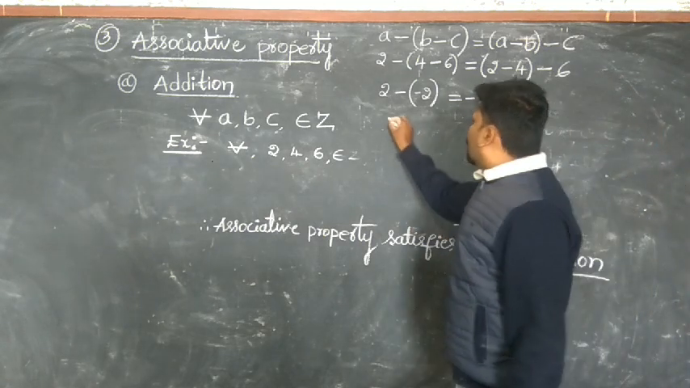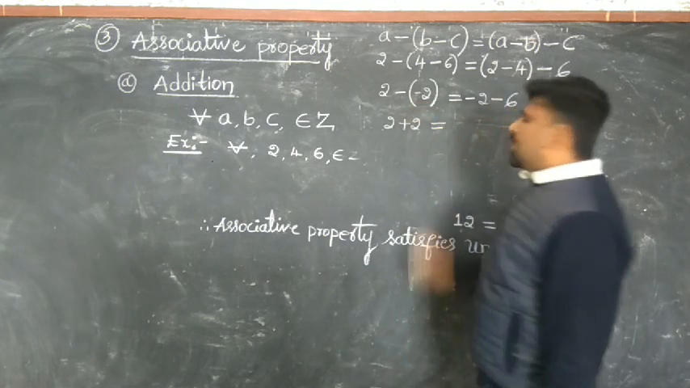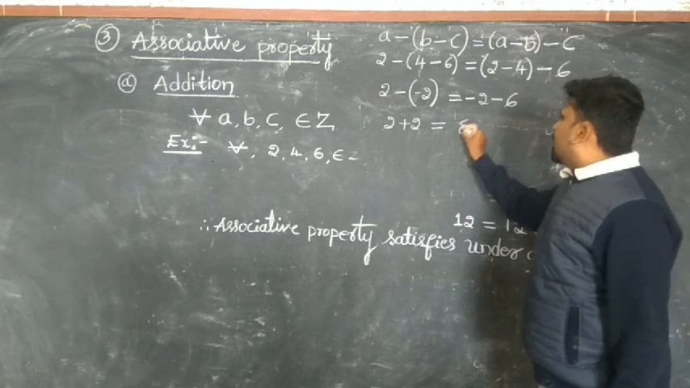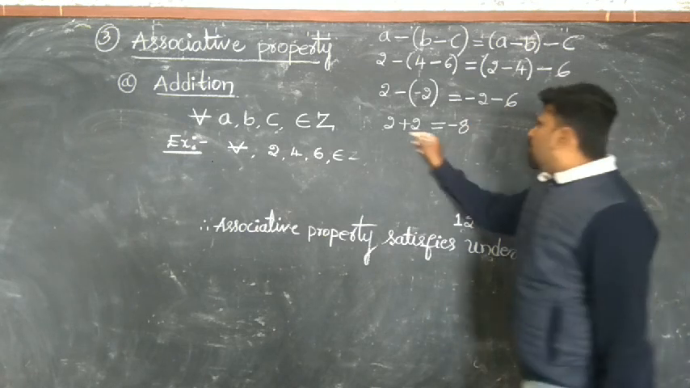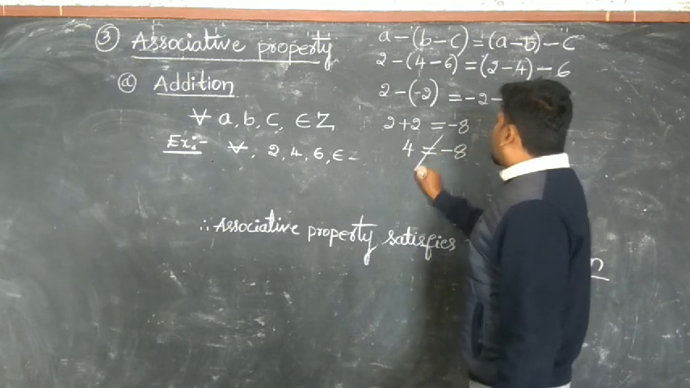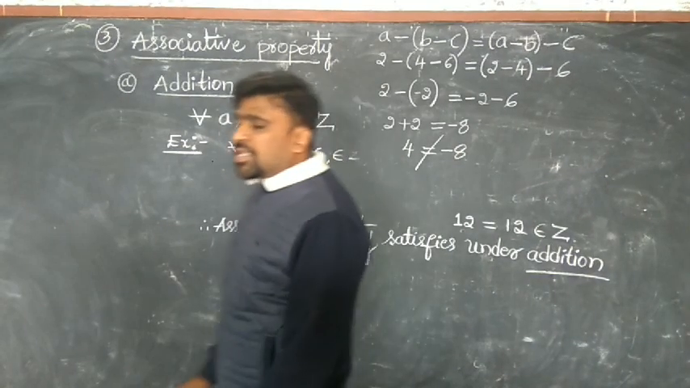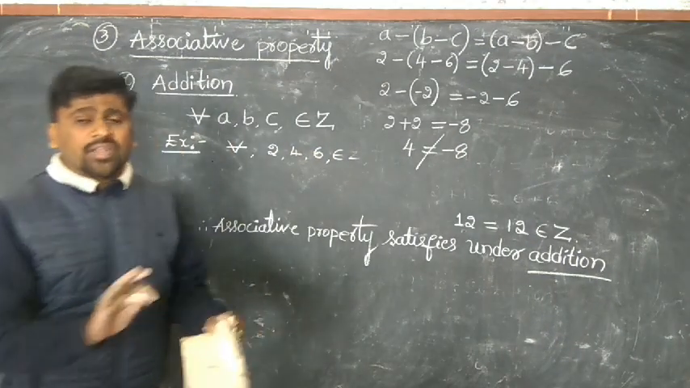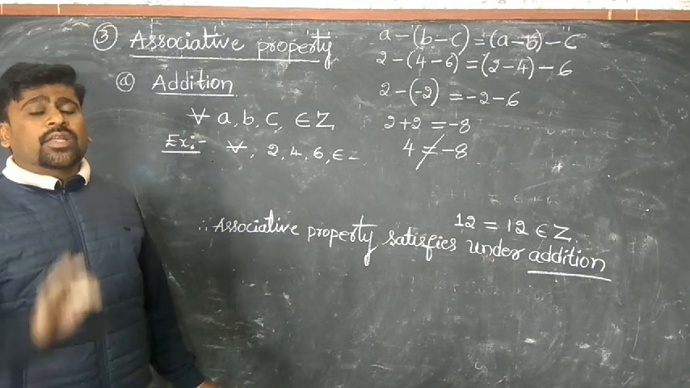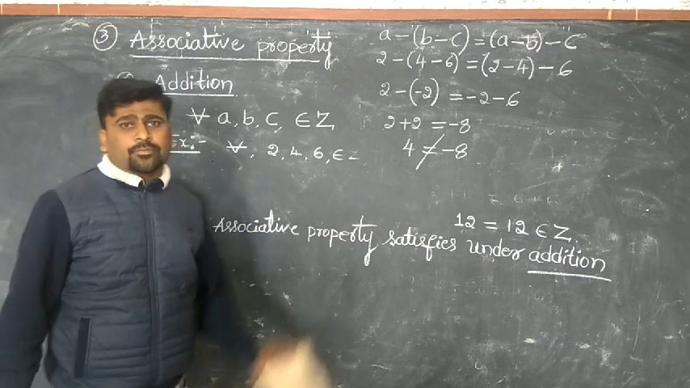Next 2 minus into minus plus 2. Here same symbol, we have to add. 6 plus 2, that is 8. Symbol will be minus. 2 plus 2, that is 4, is equal to minus 8. See, regarding the RHS part, answer is 4, and LHS part, answer is minus 8. Both are different answers. That indicates that associative property is not satisfied under subtraction.